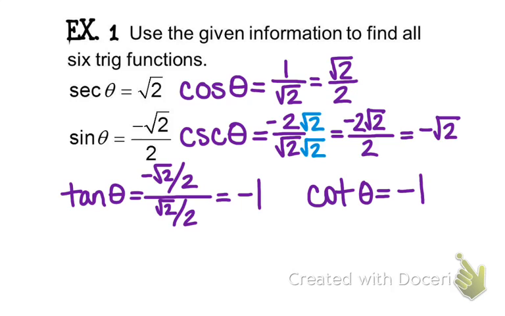So in the end, you should have 6 trig functions. If they gave you 2 to start with, then you have to solve for 4.